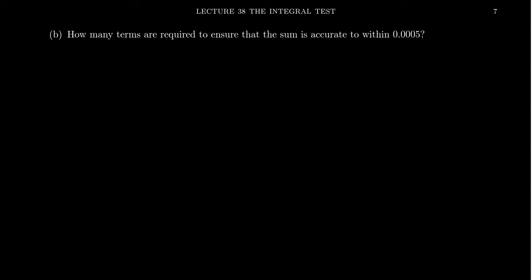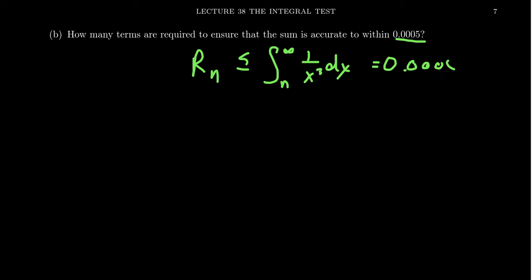Another way of handling this is to ask how many terms are required to ensure it's accurate to 0.0005. If we want this level of accuracy, we need our remainder term Rn to be less than or equal to this number here, 0.0005. So basically, we're trying to solve this equation for n. Because of the error bound we saw before, this thing is equal to the integral from n to infinity of 1 over x cubed dx. And we want this to equal 0.0005. That's what we're looking for.